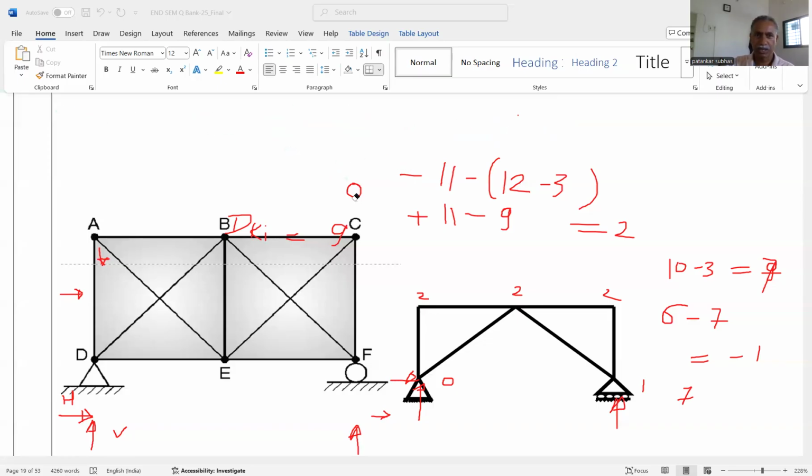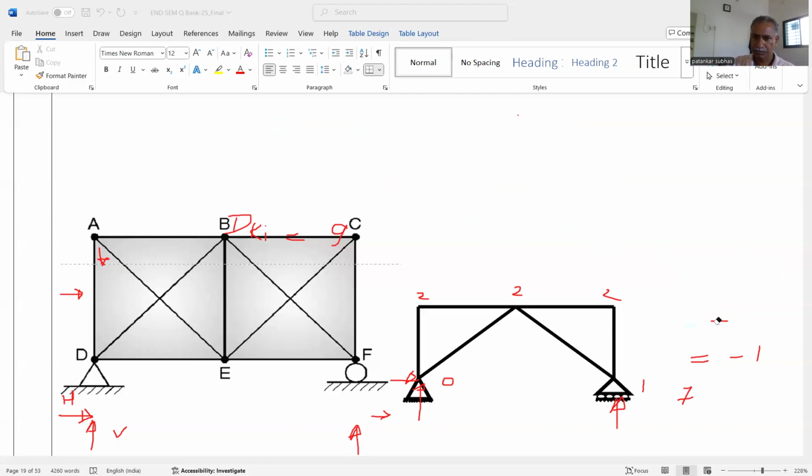So let us start the analysis of the truss. For the analysis of the truss, we use the strain energy method, or we can say the unit load method. So with the unit load method, we can analyze the truss.